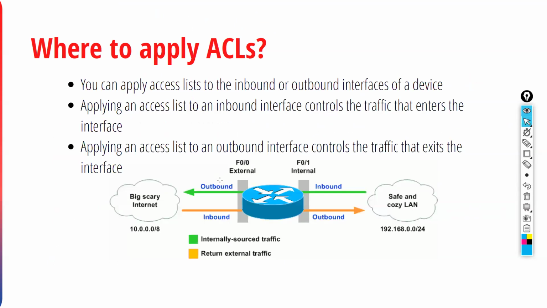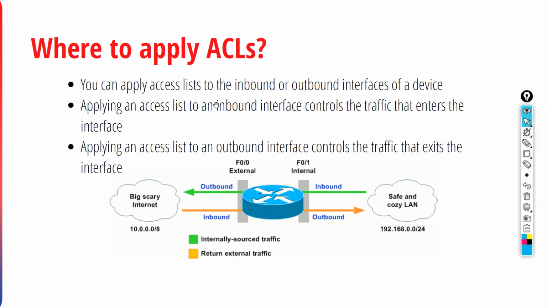Then where to apply the ACL? ACLs you will apply on the interface, depending on the direction of traffic. Like this traffic, it is going like this. It is entering on this interface, so this will be known as inbound. From this interface, it is going out of the router, this will be known as outbound. In the same way, depending on the traffic flow direction, your inbound and outbound will be selected. If the traffic is incoming, it is inbound. If the traffic is outgoing, it is outbound.